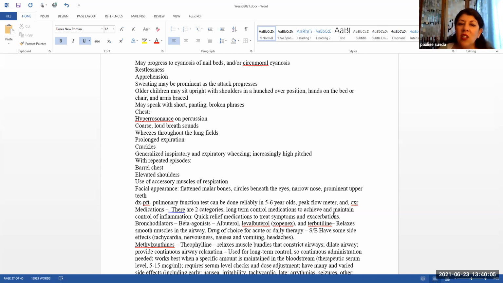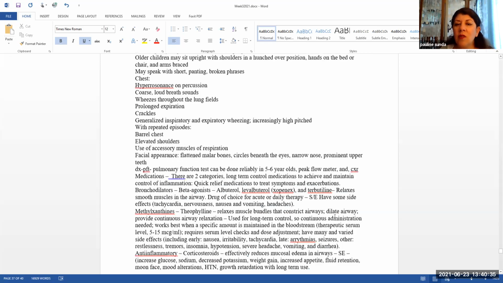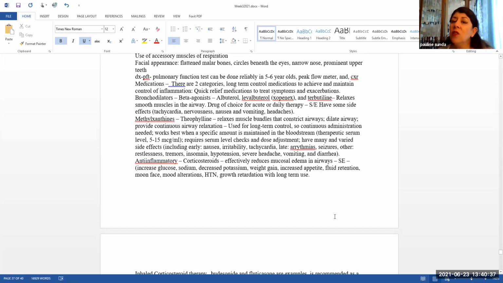The chest, here you would see hyperresonance on percussion, coarse, loud breath sounds, wheezing throughout the lung fields, prolonged expiration, crackles, generalized inspiratory and expiratory wheezing, increasingly high-pitched. And as a child has repeated asthma attacks, they can develop barrel chest, elevated shoulders. You can see accessory muscles of respiration. The facial appearance, you'll see flattened molar bones, circles beneath the eyes, a narrow nose, and prominent upper teeth.